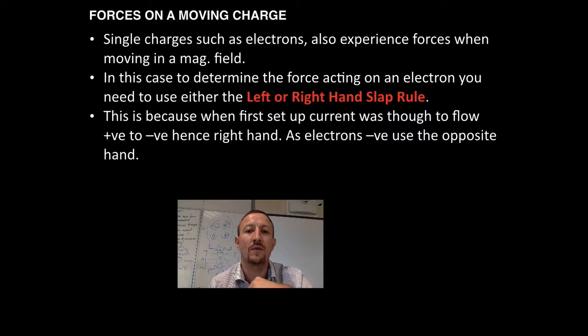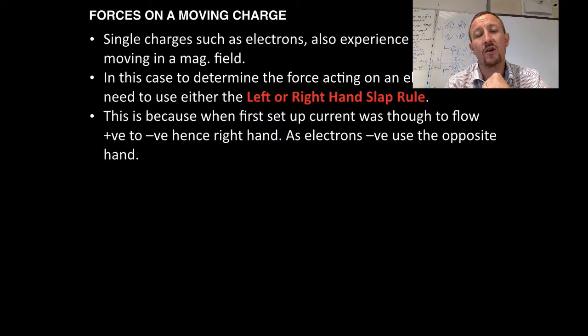So the way it works is as follows. If you want to deal with anything positive, you use your right hand slap rule, and that is the principle behind all of the reasons why we use the right hand slap rule when we're looking at the DC motor or when we were looking at a current carrying wire. For a negative charge we always use our left hand rule.